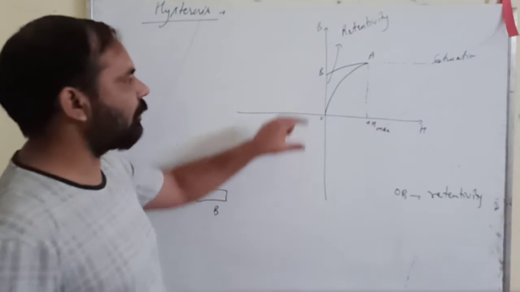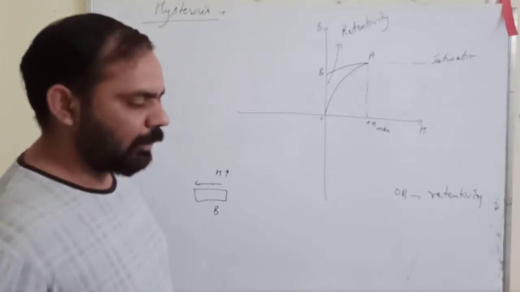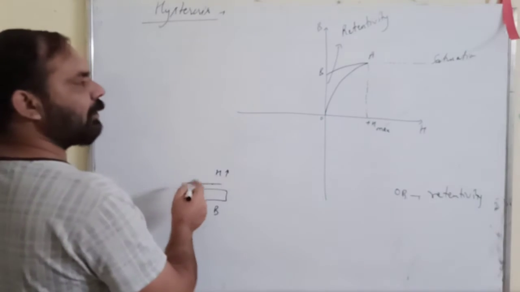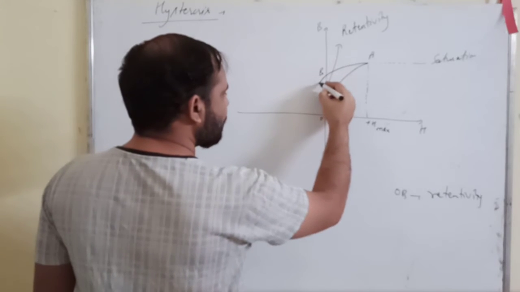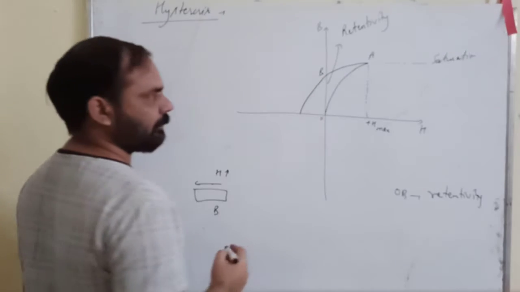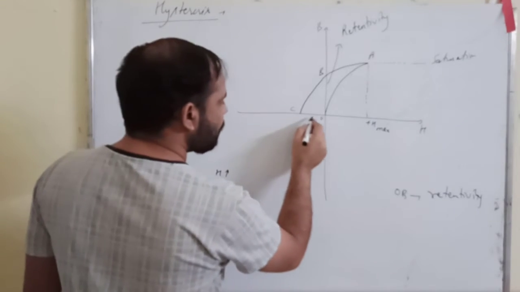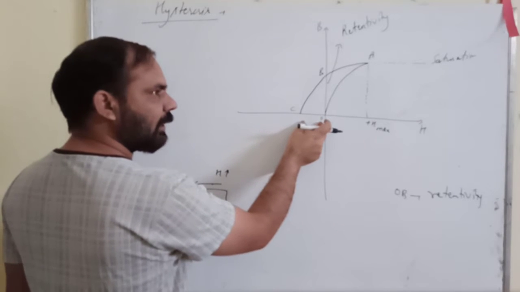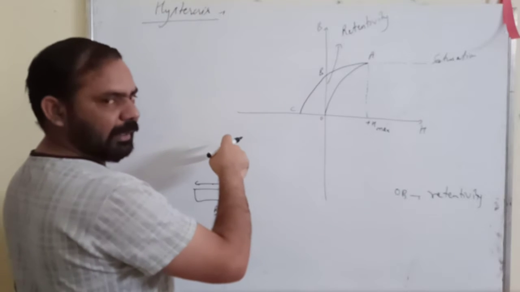The length of OB in the graph will tell you the value of retentivity of the material, right? Now we increase the value of H in the opposite direction to make the value of B 0. So what happens is we get this type of graph, and the graph reaches here. Now this OC length is what? It is the magnitude of the H value in the opposite direction.